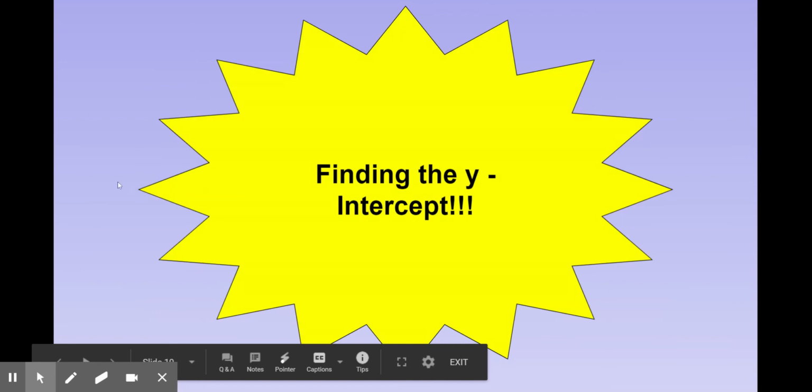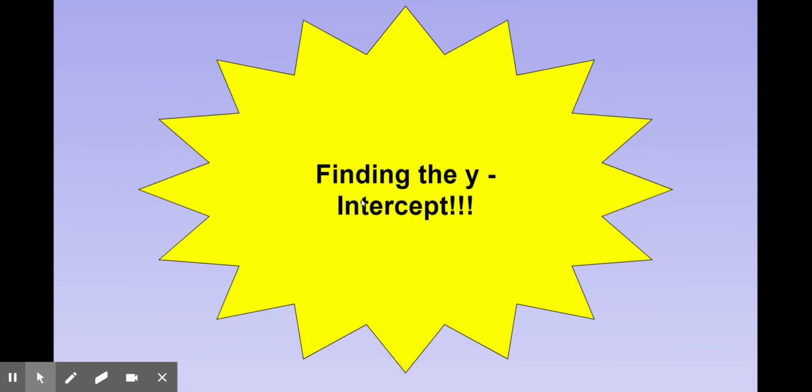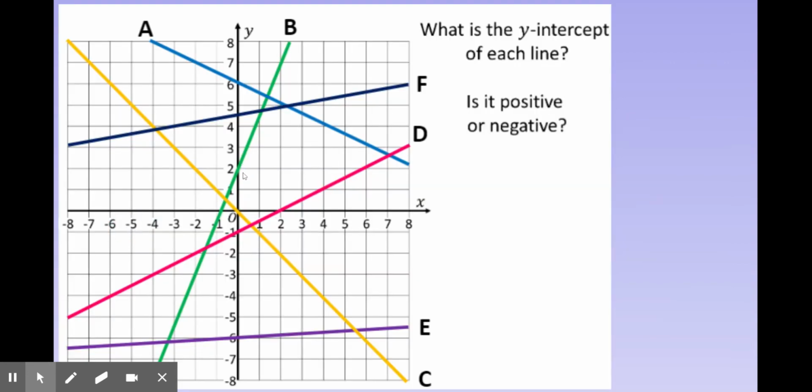We've seen how to calculate the gradient of the line. Now let's see how we can find out the y-intercept. Using the gradient and y-intercept, we can construct the equation of a line. The y-intercept is where the line crosses the y-axis. For example, if you take line A, it crosses the y-axis at 6. So the y-intercept for A is 6. If you take line B, it crosses the y-axis at 2.